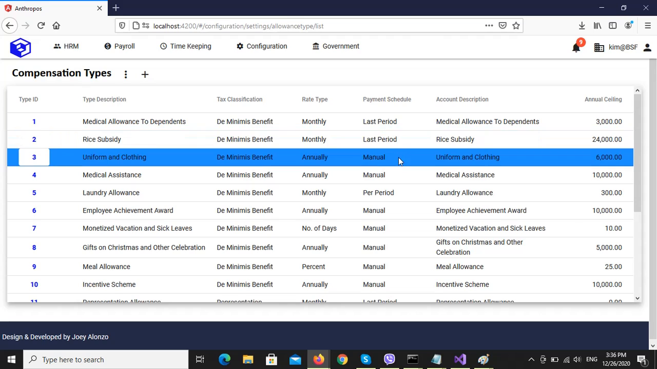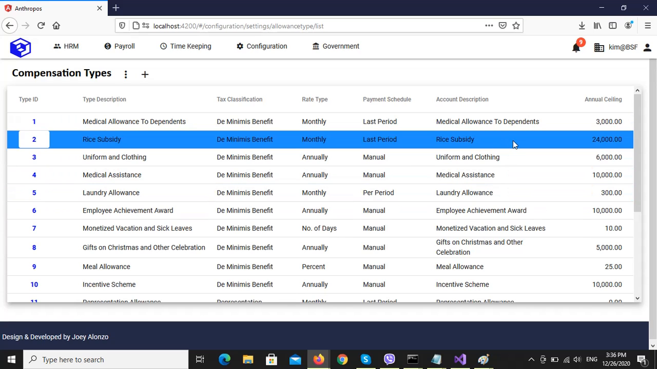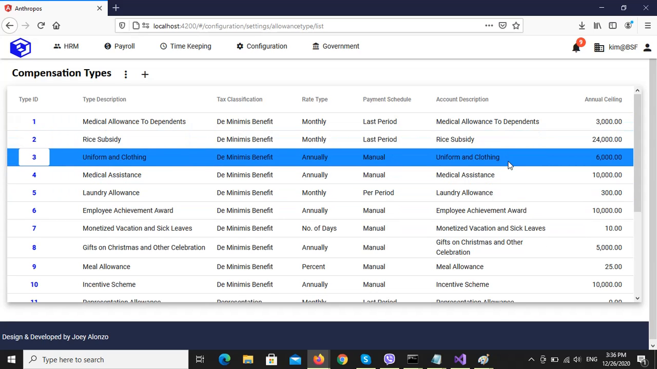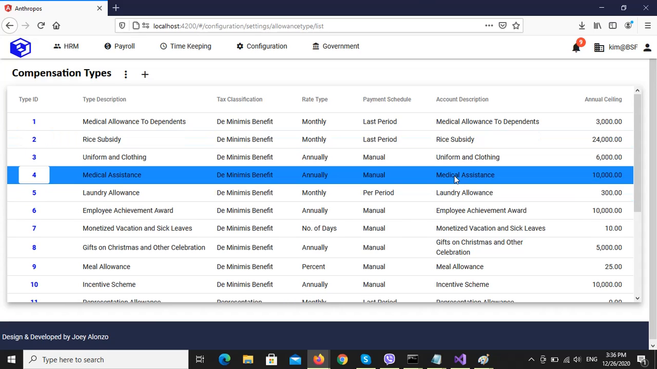Okay. So if it is manual, it will never be included since you have to enter it manually. Of course, this is the account so that it will be posted to this account when you generate the journal. So now to know more about journal entry, please watch my video regarding journal. Okay. And of course, this is the annual ceiling.